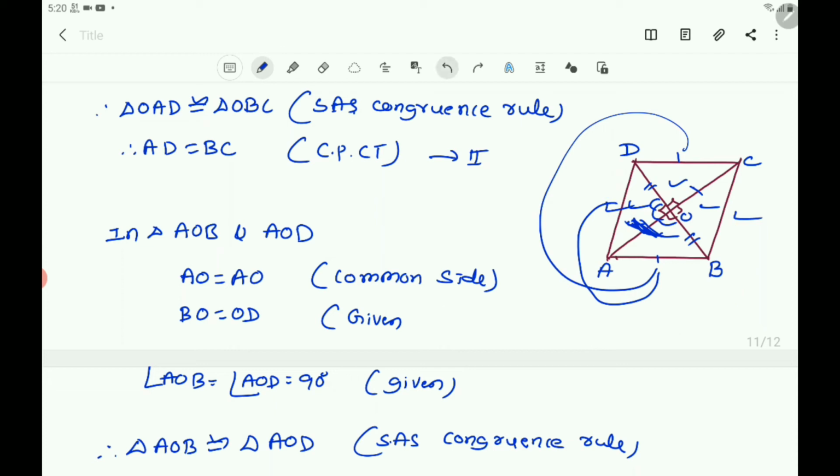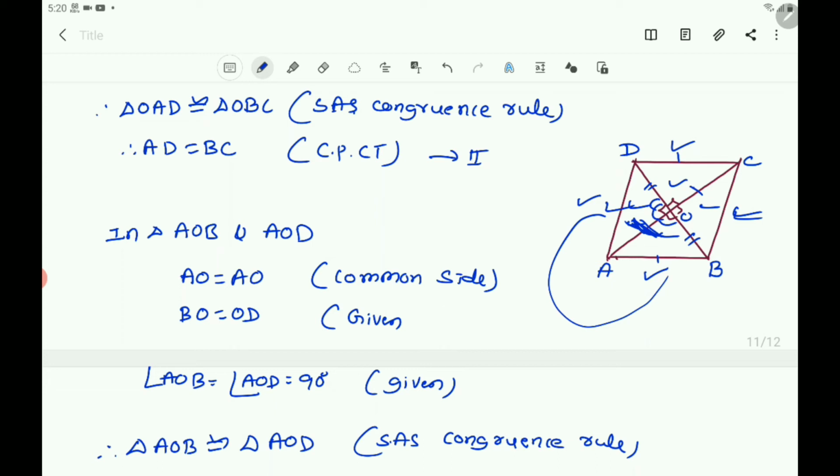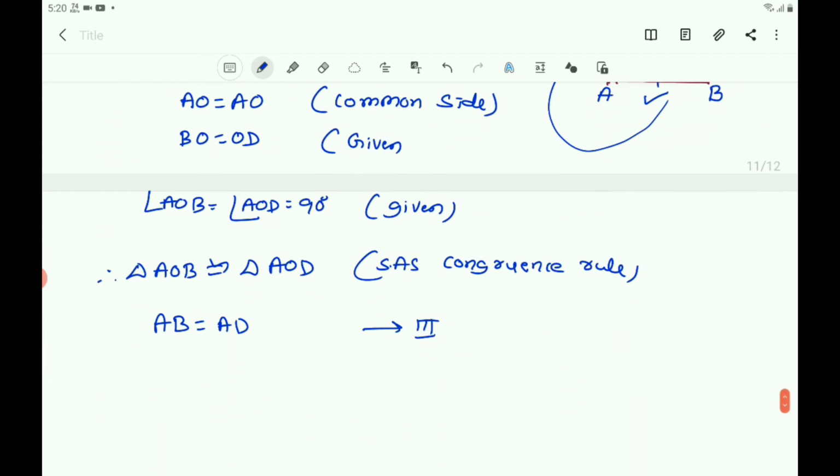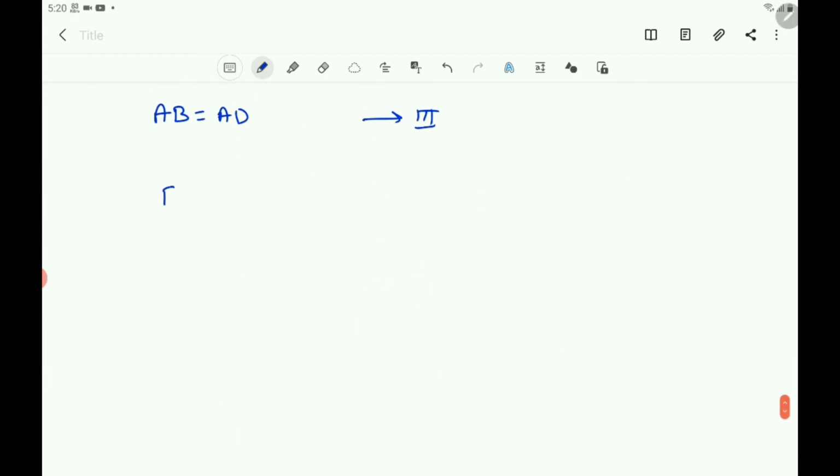Here in the first one, what have you proved? AB is equal to CD. Second, what have you proved? AD is equal to BC. Third, we proved AB is equal to EC. So AB is equal to AD is equal to DC, BC, and also AB is equal to CD. Therefore, from the first, second, and third, you can write what?